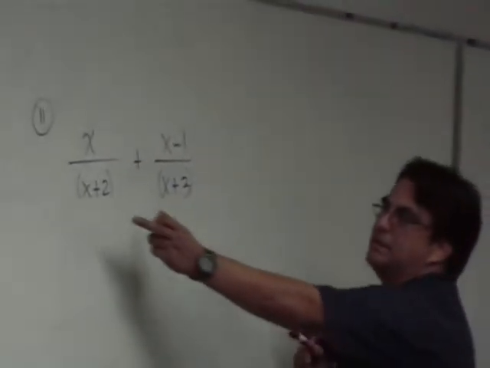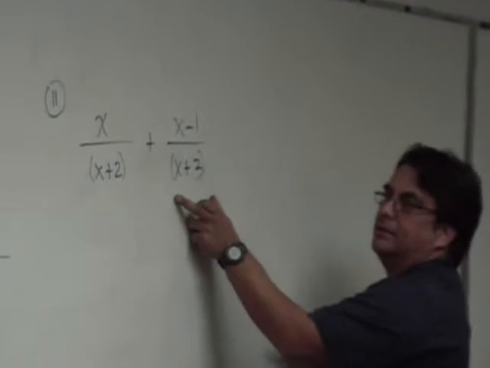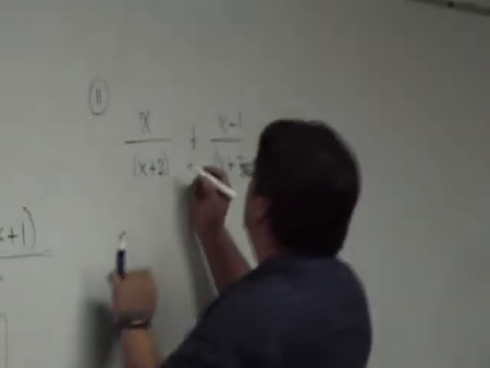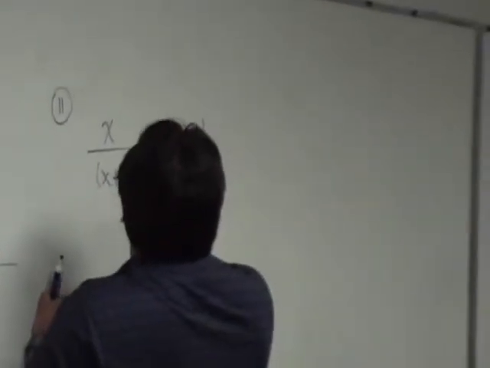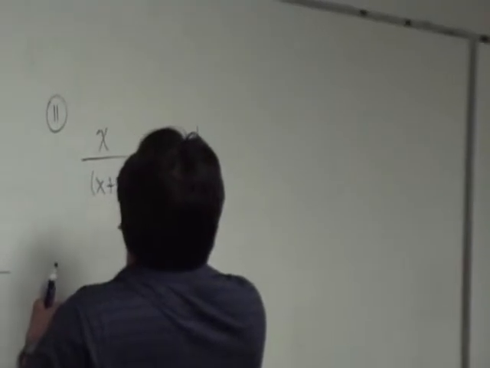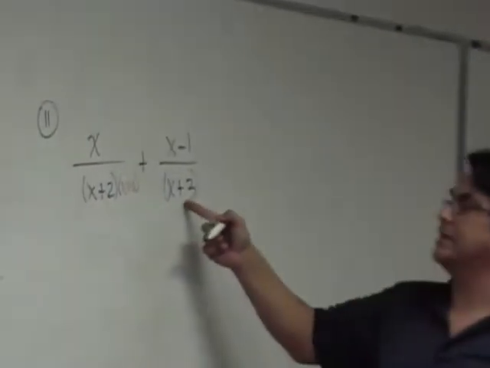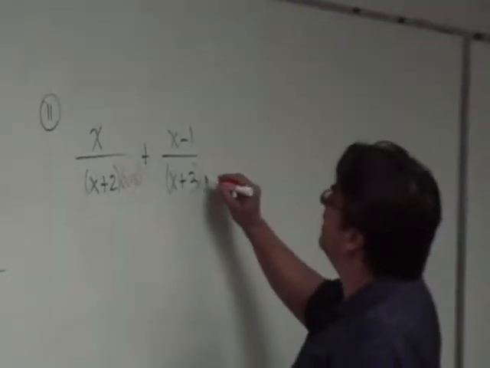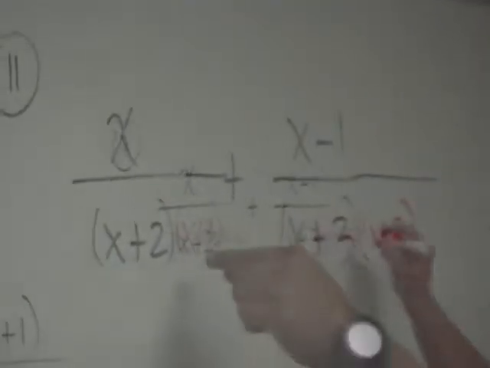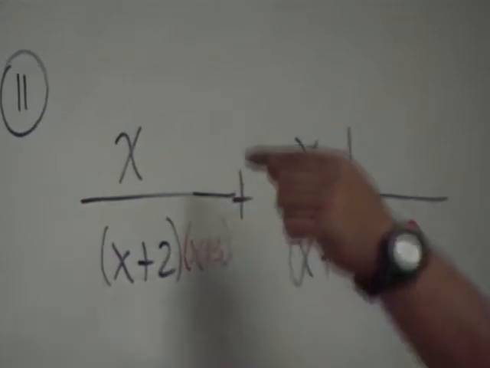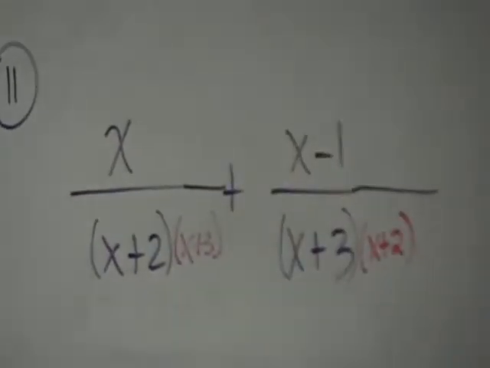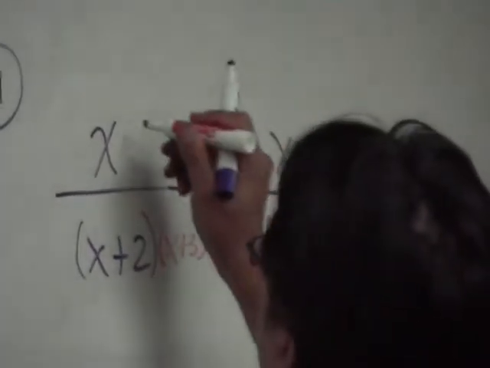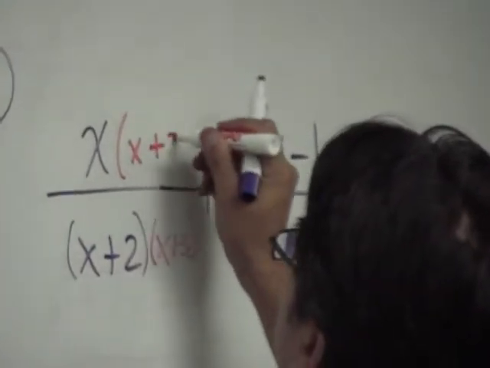What is this denominator missing that you see over here? What is it? x plus 3. So the factor x plus 3 has to be put right here. What is this denominator missing? x plus 2. And x plus 2. Now, because I multiply the bottom by x plus 3, what do I need to multiply the top? x plus 3. So I'm going to write here x plus 3.